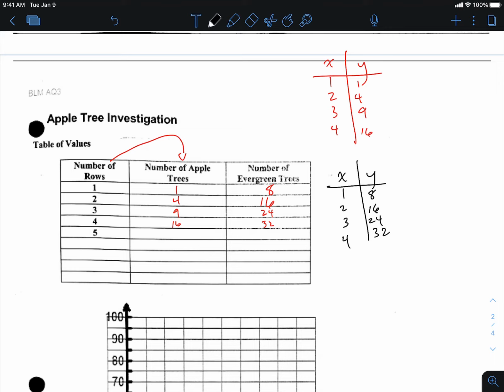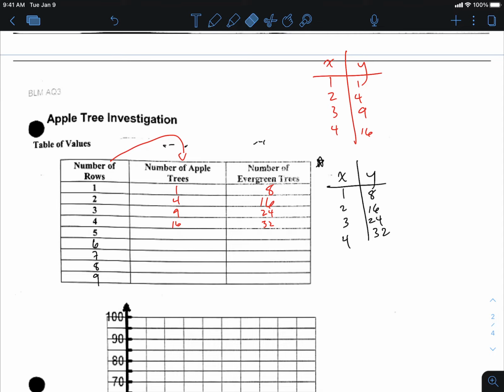My question is going to be to all of you: which one of these 2 would you start with in terms of trying to fill out the rest of this? I know the answer, so it's hard for me to say which one's easier than the other. But our question is going to be how many apple trees are going to be in stage 5, versus how many evergreens are going to be in stage 5.